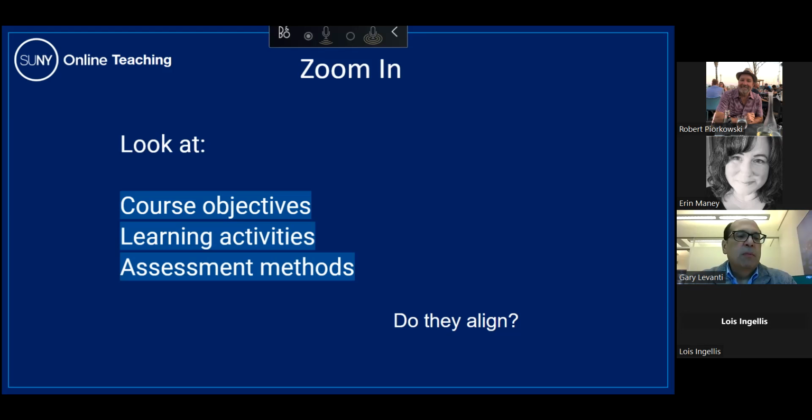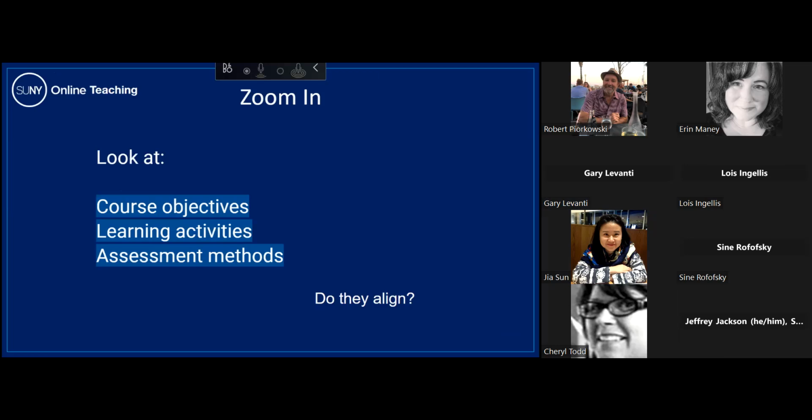And then we want to ask ourselves, to what extent do these align? Because if the course objectives and the learning activities are all set and look right, do they align with each other? And most especially for today, do they align with the assessment methods that I'm going to use? And that's where rubrics really come into play.